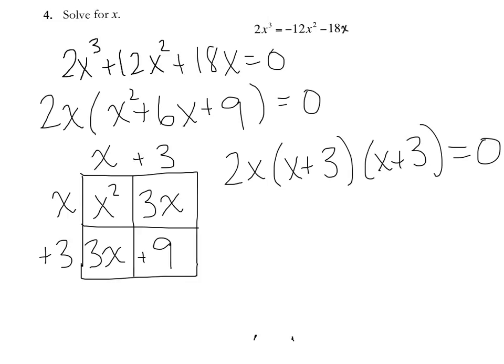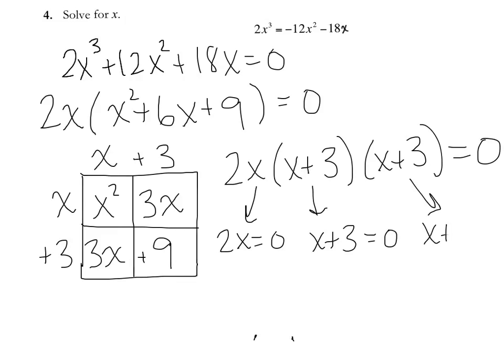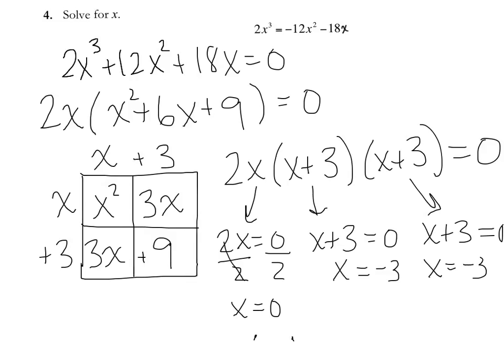The zero product property says that if you have a product of multiple things that are equal to 0, at least one of them has to be 0. So either 2x is 0, or x plus 3 is 0, or this x plus 3 is 0. To solve this equation, we'll divide both sides by 2, and we just get x equals 0. To solve this equation, we'll subtract 3 from both sides, and we get x is negative 3, and we also get x is negative 3 from this equation.